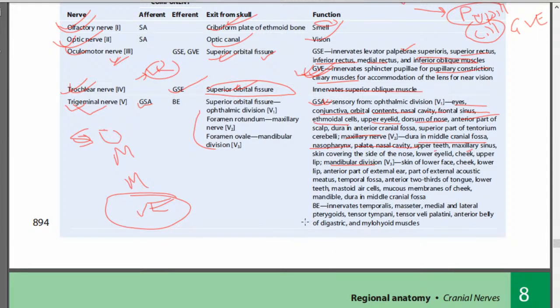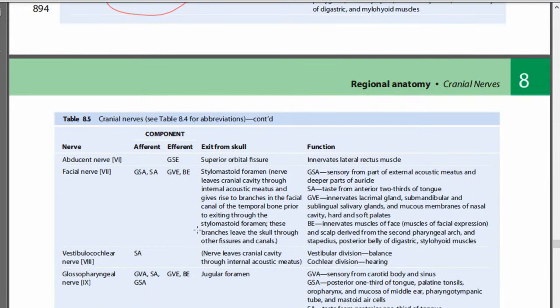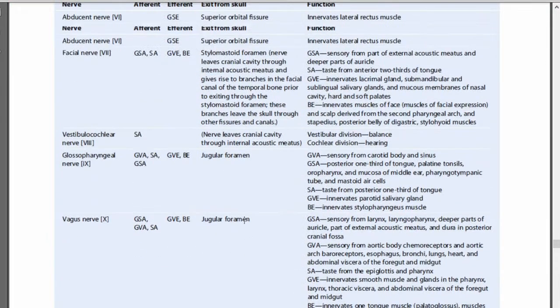So we studied the trigeminal nerve and we know that it is general somatic afferent, not efferent. The trigeminal has three components: ophthalmic, maxillary, and mandibular. The ophthalmic works for the eye, conjunctiva, and orbital region close to the nose. Maxillary covers the nasopharynx, and mandibular the skin of the lower face, temporal fossa, and cheek. All these structures, okay, so it is for the others as well.